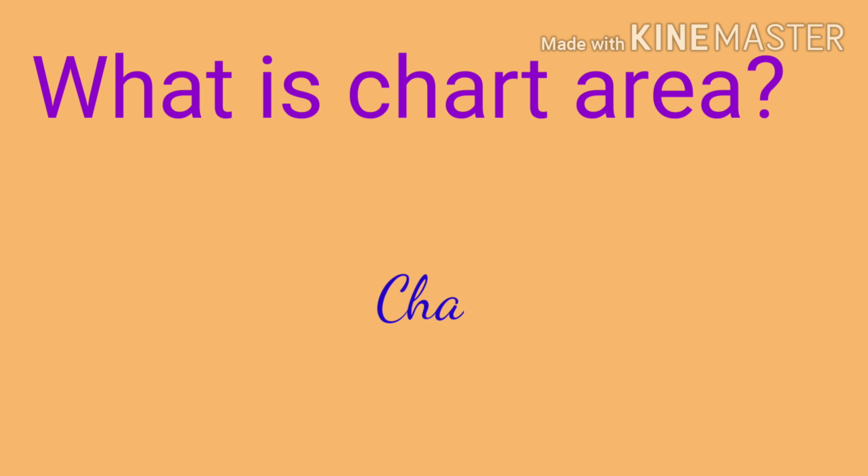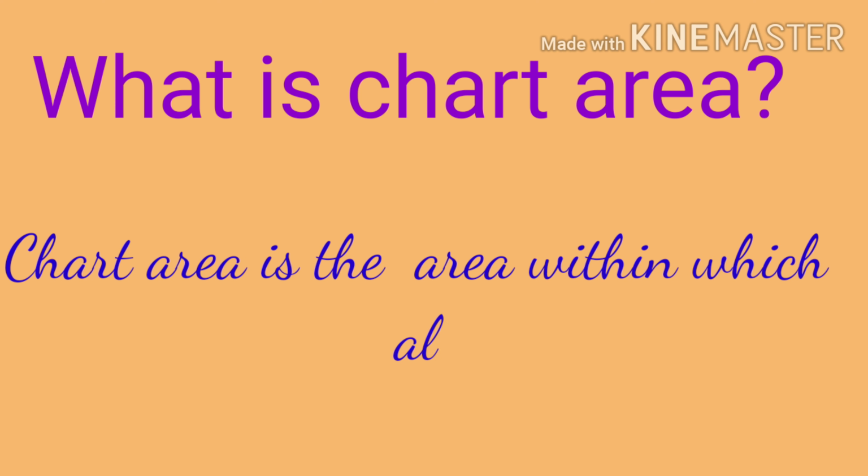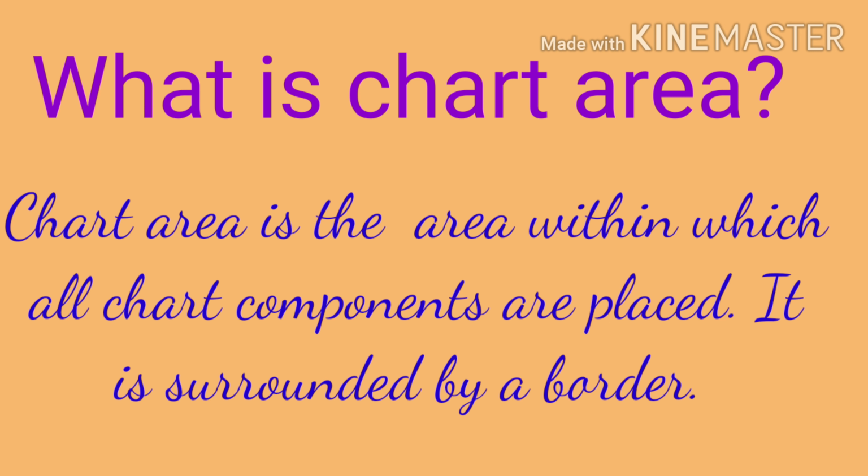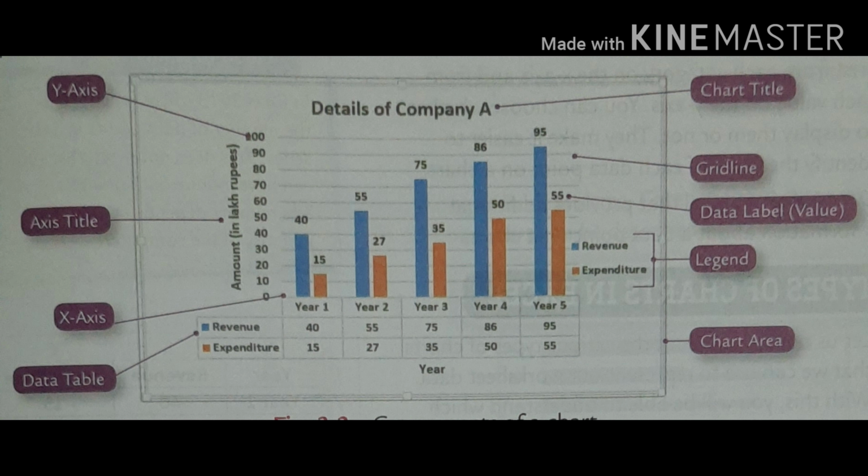What is the chart area? It refers to the area within which all the chart components are placed. It is often surrounded by a border. So in the chart you can see a thick border around it, which is the chart area, and inside it the components of the chart are present.